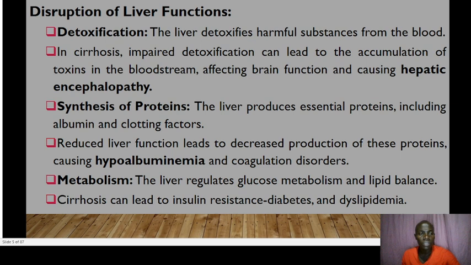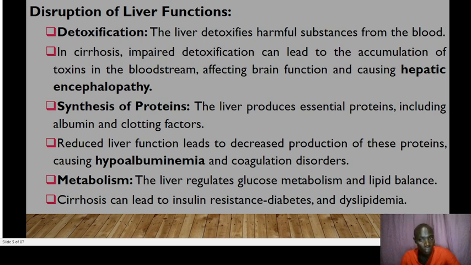Conversion of these normal liver cells into fibrotic tissue normally disrupts liver functions, and one of the major functions is detoxification. Normally, the liver detoxifies harmful substances from blood. So in cirrhosis, you'll have impaired detoxification, and this can lead to accumulation of toxins in blood. When toxins accumulate in blood, it could affect the brain functions, and sometimes it causes hepatic encephalopathy, where the patient presents with confusion.